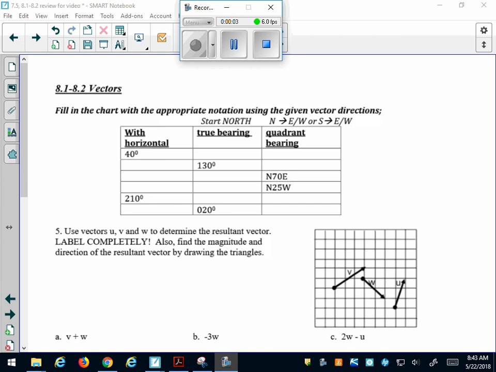All right, so it's me again, and we're going to continue with our review for the 7.5 to 8.2 test. This is really part 2 of this video. We're going to continue with the vectors.